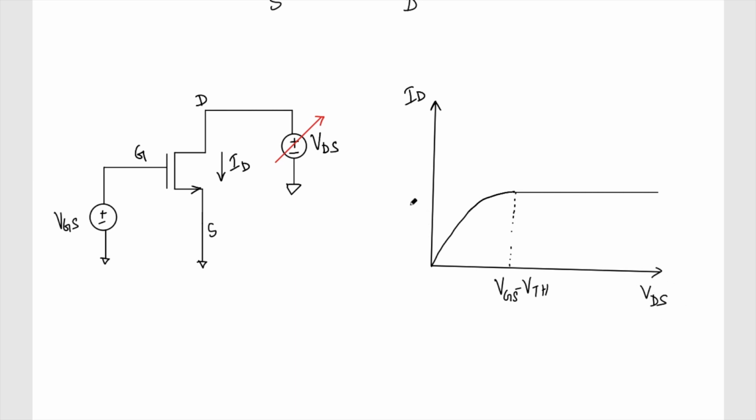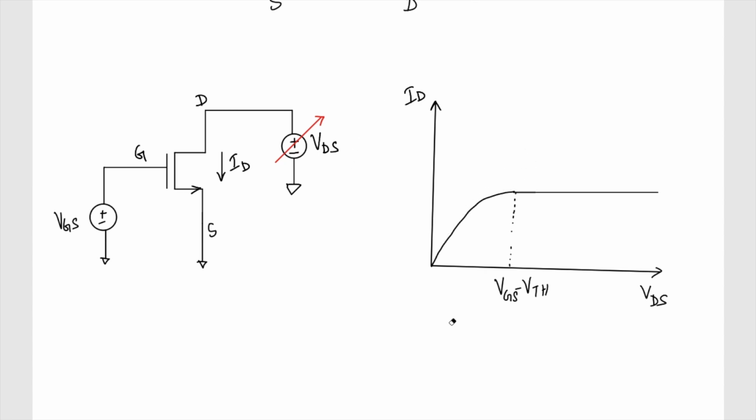Of course, if I increase this VGS, then the curve will get shifted to another point, and it will be something like this. But the point here is that with a change in the VDS, it is becoming constant.